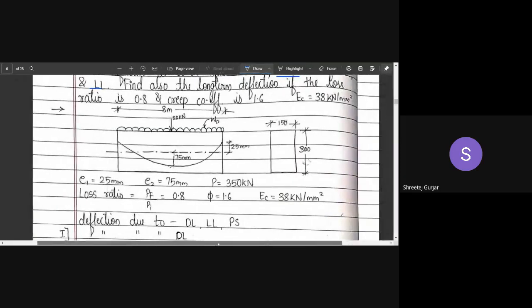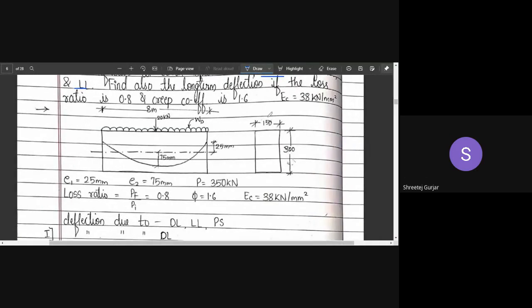Now moving on to the solution. As I've told you, we have a parabolic cable and a rectangular cross-section beam, 150 by 300. We have a WD which is acting like a UDL, which is your self weight, and then this is your live load, 20 kilonewton. Span of our beam is 8 meters, and you have a parabolic cable which you can see over here.